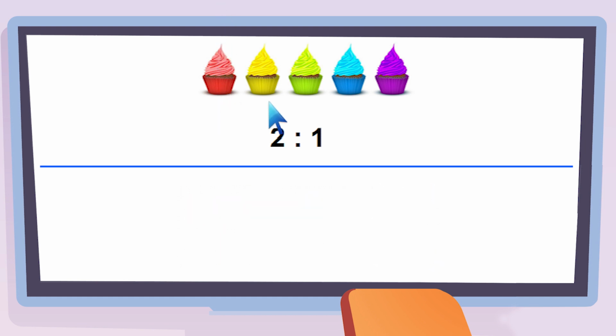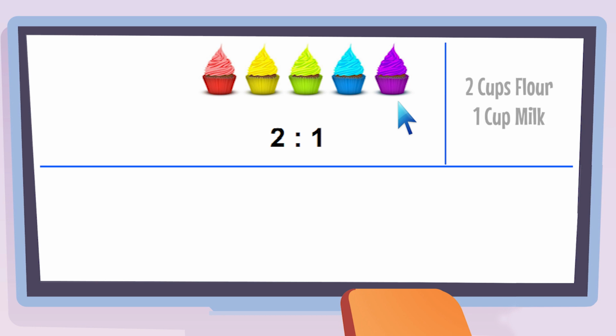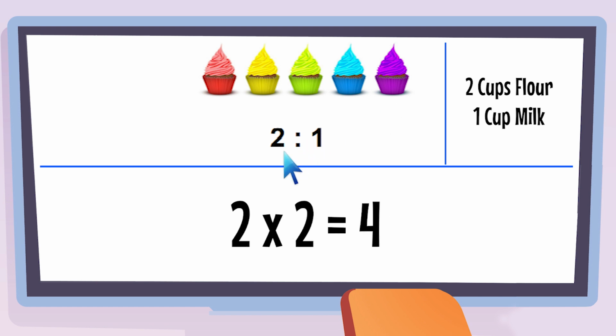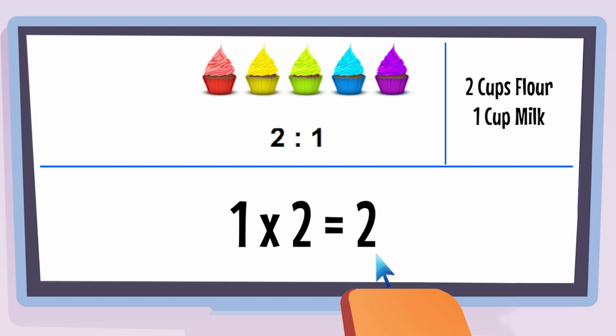Here we have 5 cupcakes, and we know in order to make 5 cupcakes, we use 2 cups of flour and 1 cup of milk. However, we need to make 10 cupcakes. Therefore, we multiply that ratio by 2. So if we multiply 2 by 2, we'll get 4. If we multiply 1 by 2, we'll get 2. In other words, to make 10 cupcakes, we're required to use 4 cups of flour and 2 cups of milk.